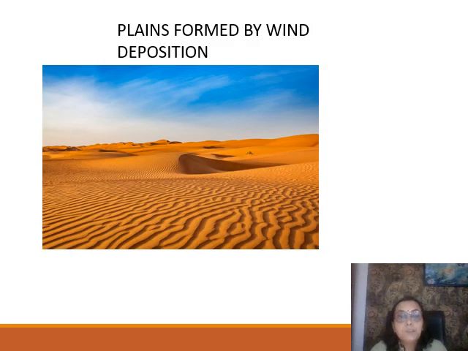The next type of depositional plains are the plains formed by wind deposition. So children, in the deserts later on when we do the chapter of denudation, we'll be studying about the work of the river and the work of the wind as well. So children, all agents of erosion perform three functions: erosion, transportation, and finally deposition. So the wind also, after it has done the erosion, transports the sand, and then when the wind velocity comes down, it starts to deposit the sand which it had eroded.